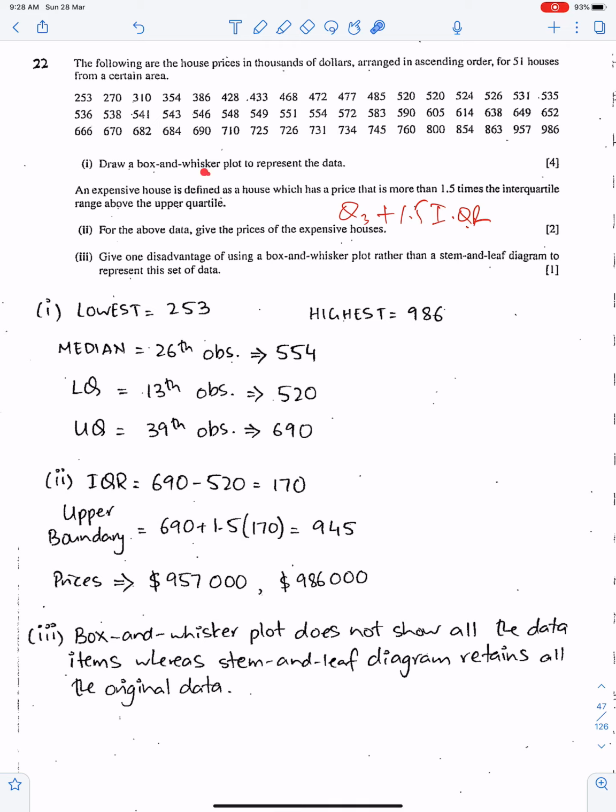An expensive house is defined as a house which has a price that is more than 1.5 above the upper quartile. So the upper boundary is this 945. So there are two houses, expensive houses. Give the prices of the expensive houses. These are the prices of the two expensive houses.